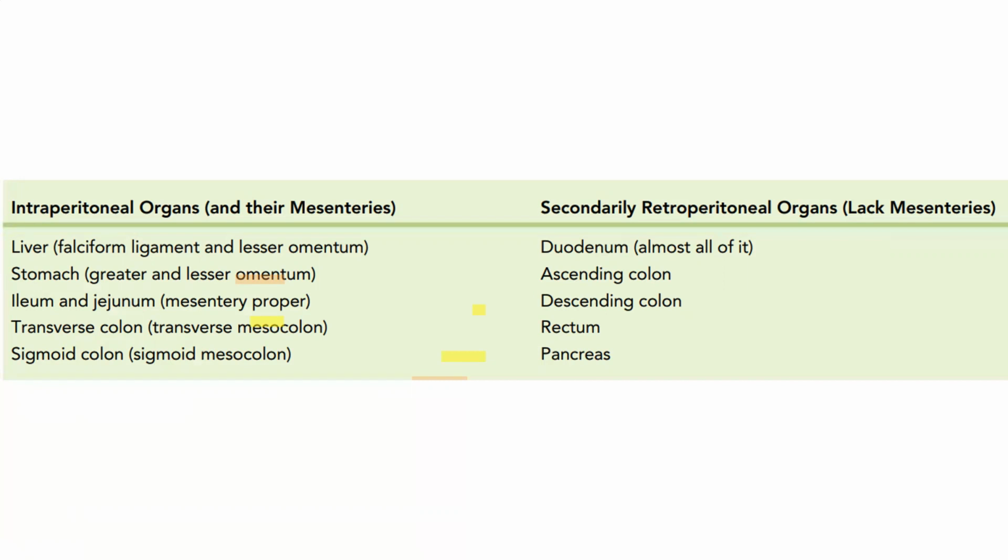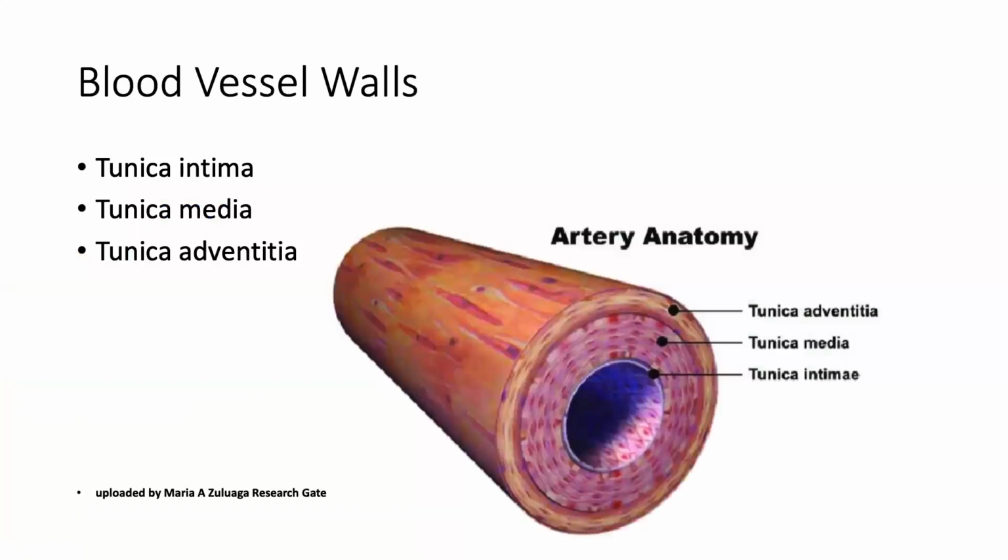So now let's start to think about the different layers of the gastrointestinal tract. If you remember the blood vessel wall anatomy, how many layers do we have in our blood vessels? We said three: tunica intima, media, adventitia. Tunica intima is the endothelial layer, which is made of flattened squamous cells. Tunica media, the middle layer, is made of muscles, and tunica adventitia is made of connective tissue.